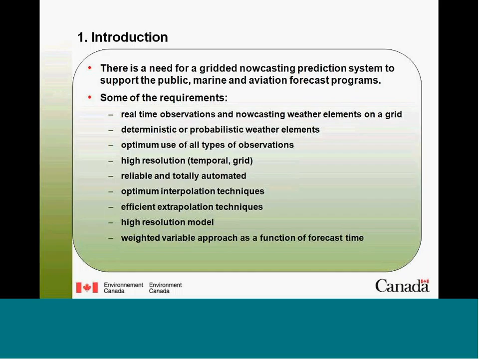There is a list here of different requirements that we would like to have for this nowcasting system. Real-time observation and nowcasting of weather elements on a grid. Deterministic and probabilistic weather elements. The optimum use of all types of observations, having a high resolution grid, and also a geographical grid. A reliable and totally automated system, using interpolation techniques as well as extrapolation techniques, with high resolution model input. Also a weighted approach as a function of projection time.